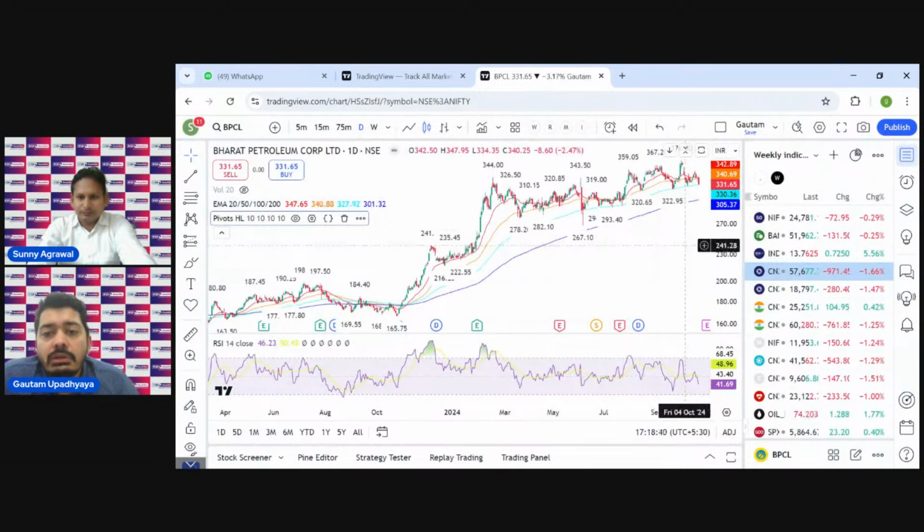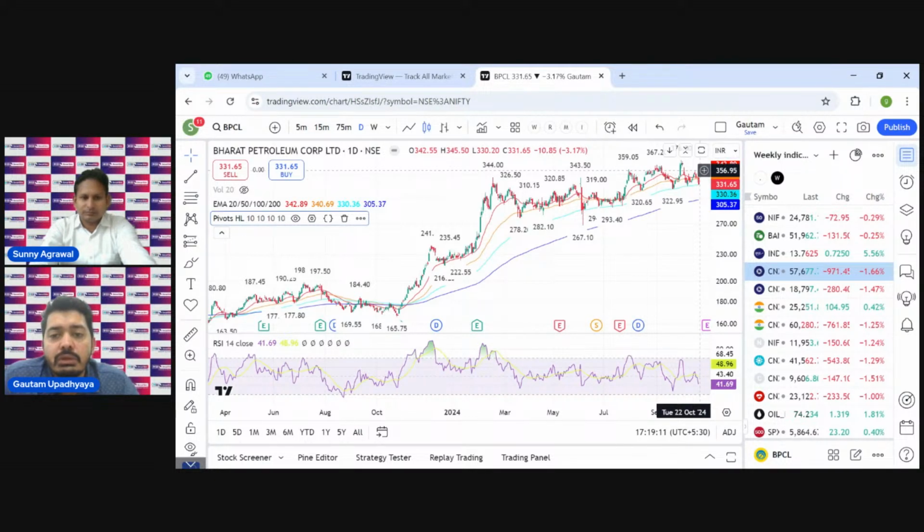The last counter is BPCL. So BPCL currently is trading similar to how HPCL is trading. The stock, after hitting a high of 376, is currently trading at 330 levels. The stock has been in a sideways consolidation for the past few sessions, in line with what we are seeing with the oil marketing companies. From a resistance perspective, 355, 360 would be the resistance level. If the stock manages to take that level out, then we could see further positive traction on the upside.